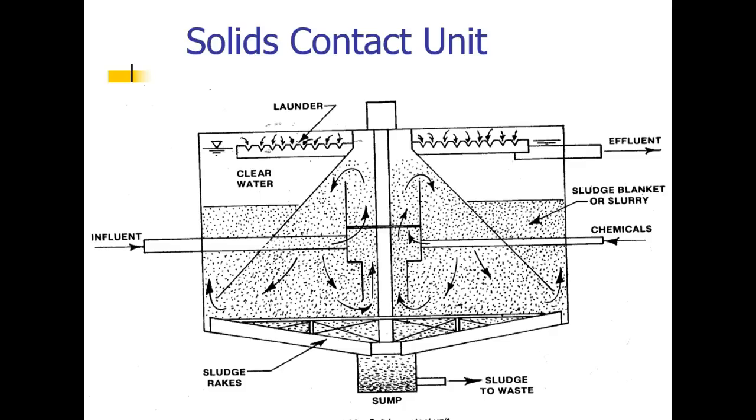We've got a little tilt on this. It's supposed to be straight, but anyway, it's a solids contact unit. And again, what we have is our water comes in, comes up, it mixes. Okay, our sludge goes down. The clean water then goes up. Okay, and we have our notched weirs up here. Again, it takes our clean water out, which is our effluent.